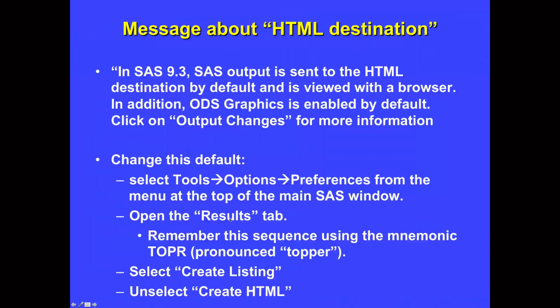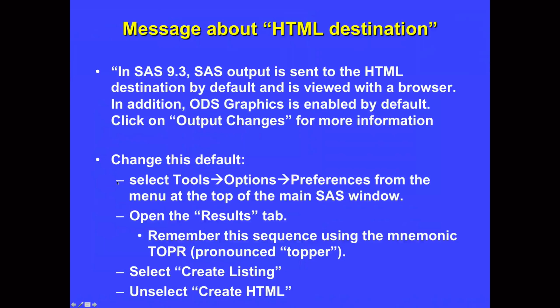Jumping back into the PowerPoint, and just a few words about the HTML destination, this note we talked about. So in SAS 9.3, they've changed it so that output is not sent to the output window, which I will define for you shortly, but instead it's sent to what's called an HTML destination by default. So this is just sort of a cleaner and in some ways a more attractive way of looking at the results, but it's also slower and it takes more memory and it's a bit more difficult to navigate in my experience. So I would recommend that you change this default by following these instructions.